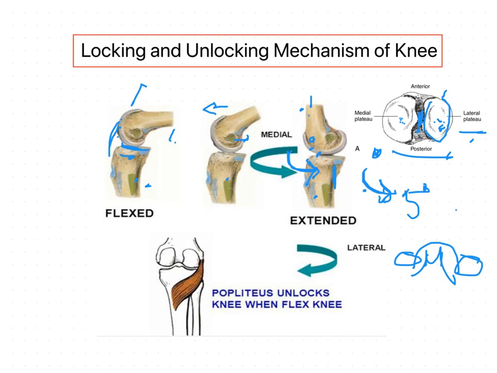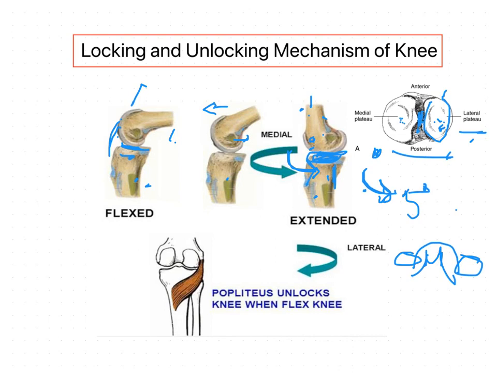So what happens in this position? The menisci are tightly packed in between femoral condyles and the tibial condyles, and the ligaments are taut. So consequently the automatic rotation is also known as the locking mechanism or screw home mechanism of the knee. So this is the locking mechanism.